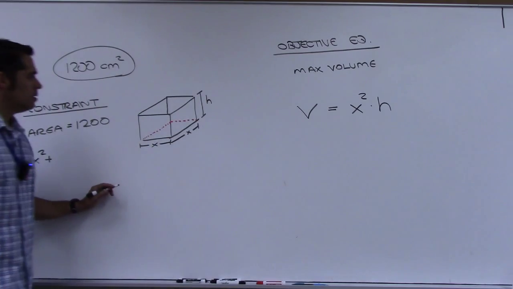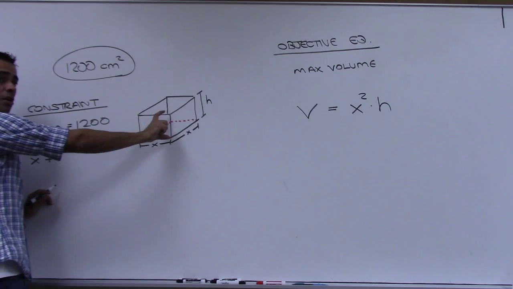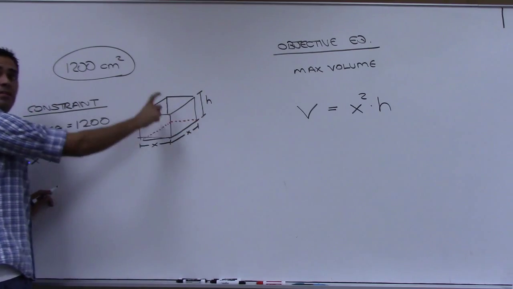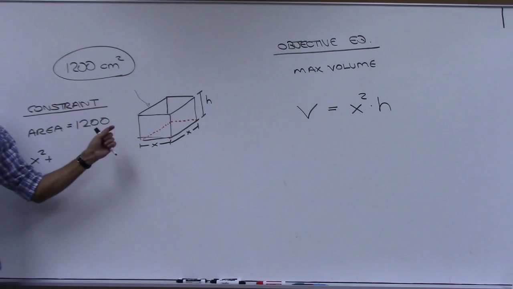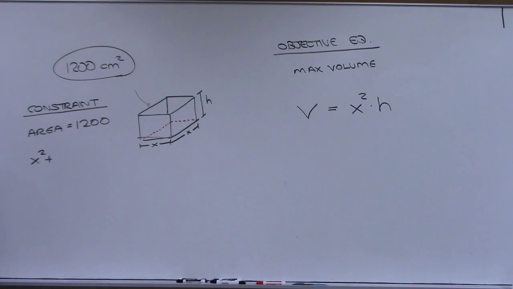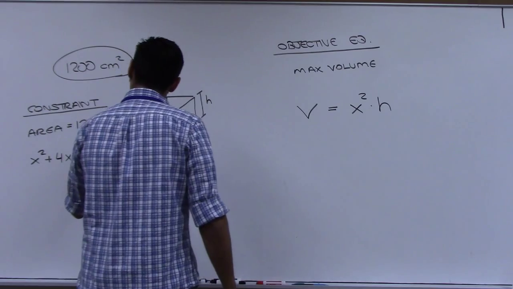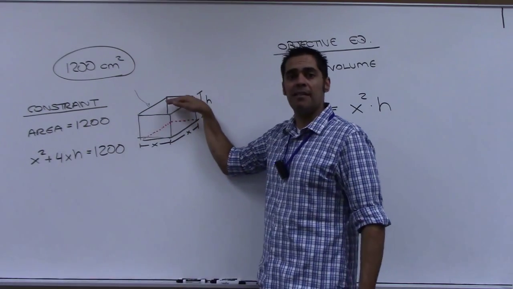plus 4xh. So this side right here is x wide and h tall, and then I have another xh, then the back side another xh, then this side over here, that's another xh. So I have four of those, 4xh, so I'm adding that. That must be 1,200. So do you see how this formula would change if the box had a top?